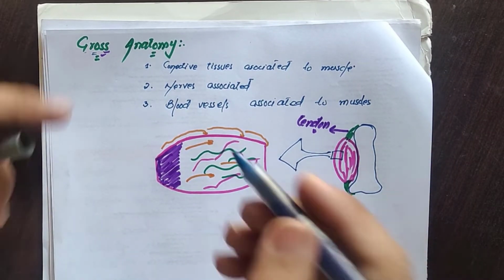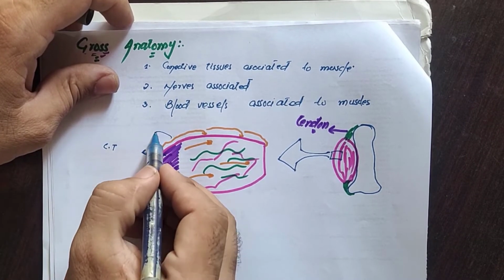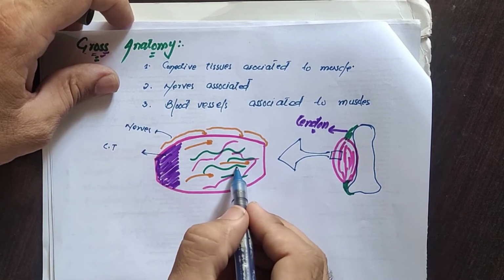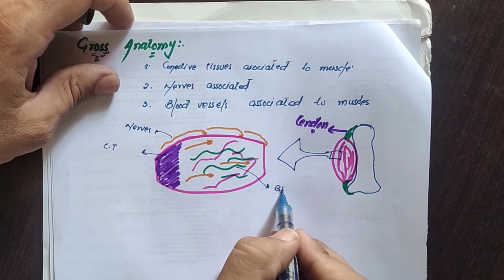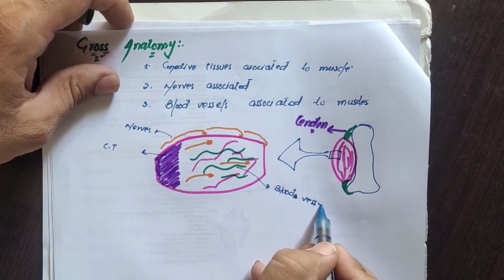These are the connective tissues associated. So for example, this is the connective tissue, right? These are the nerves, right? And these are the blood vessels. So all these things can be seen, blood vessels, with our naked eye.